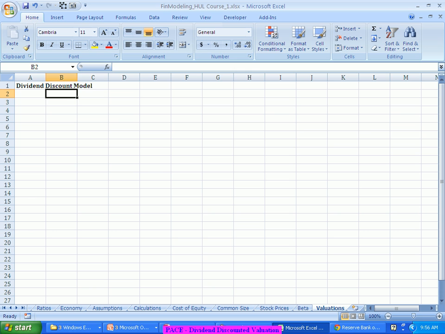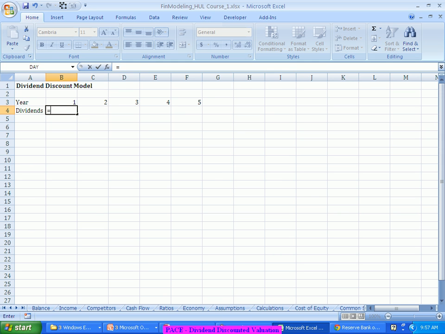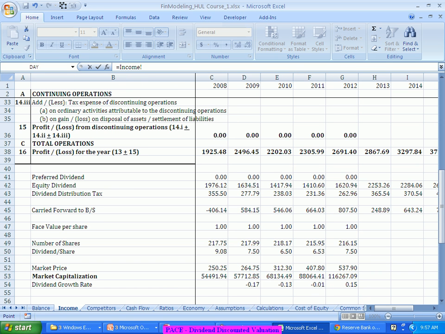So 1 year from now, I'll take probably something as year. 1 year from now, 2 years from now, probably we have forecasted the dividends up to 5 years from now. These are the dividends which we have forecasted. So let's take those forecasted dividends from the income statement. Dividend is coming from the income statement.